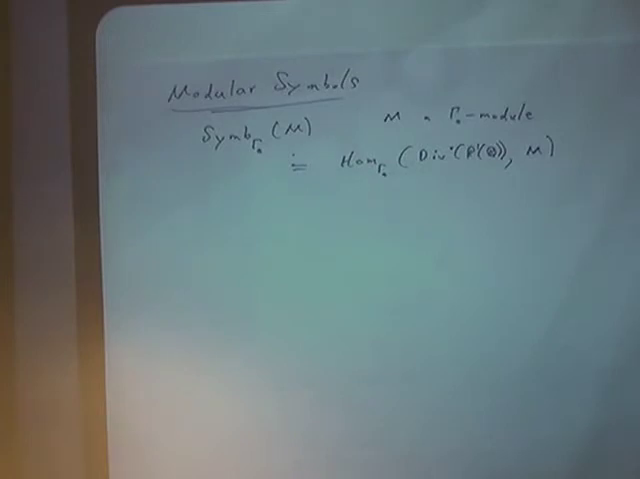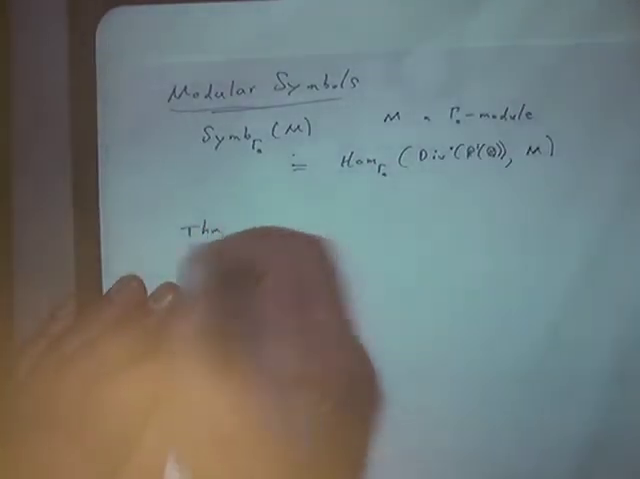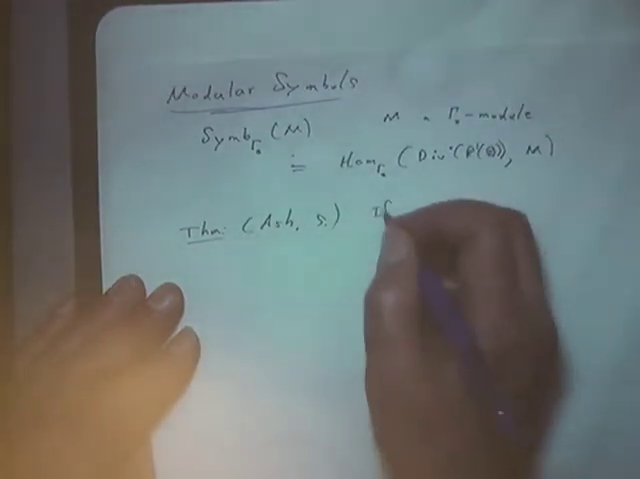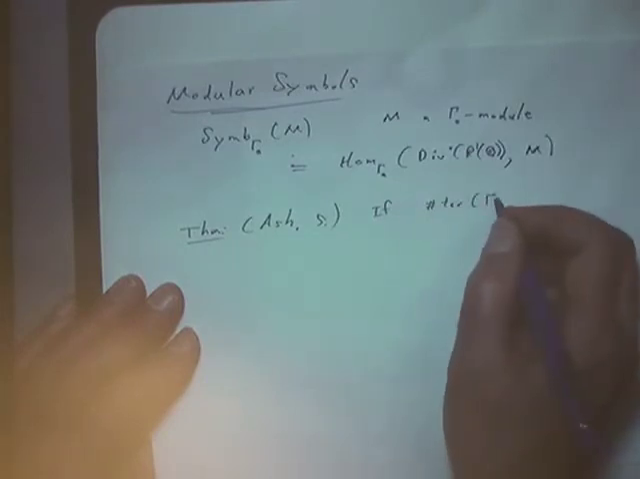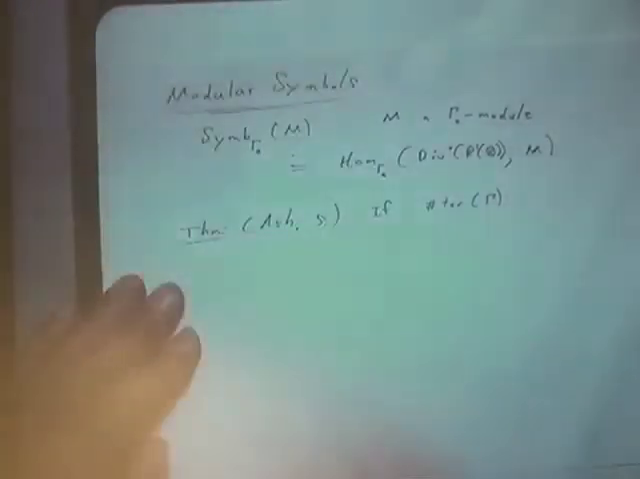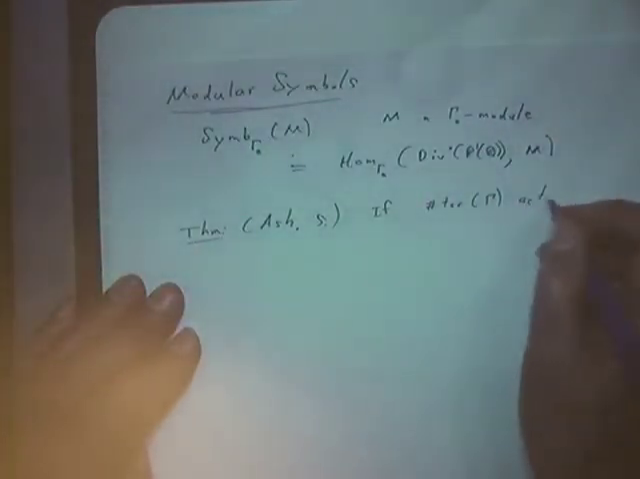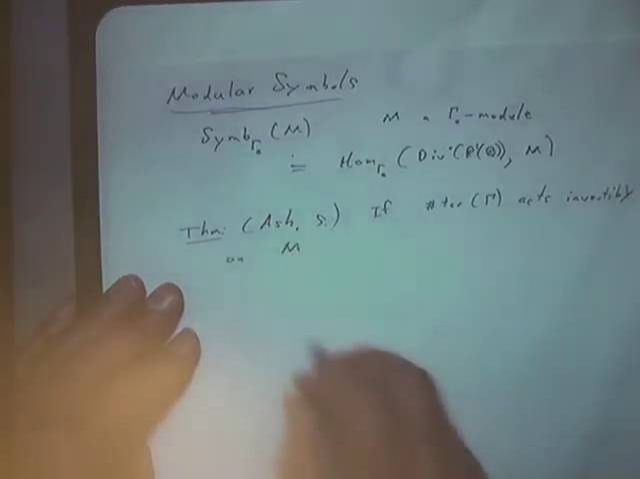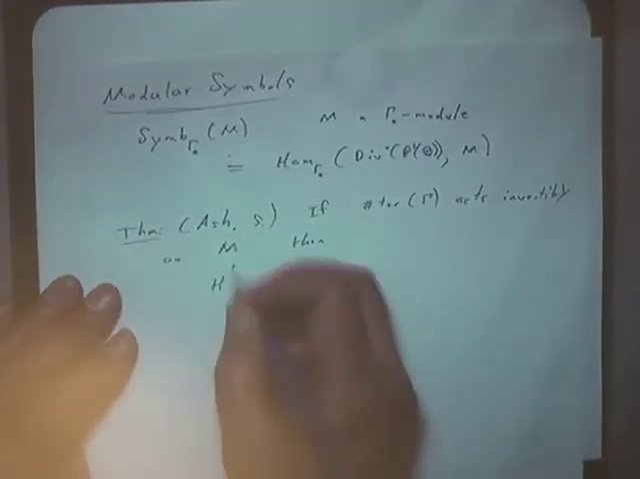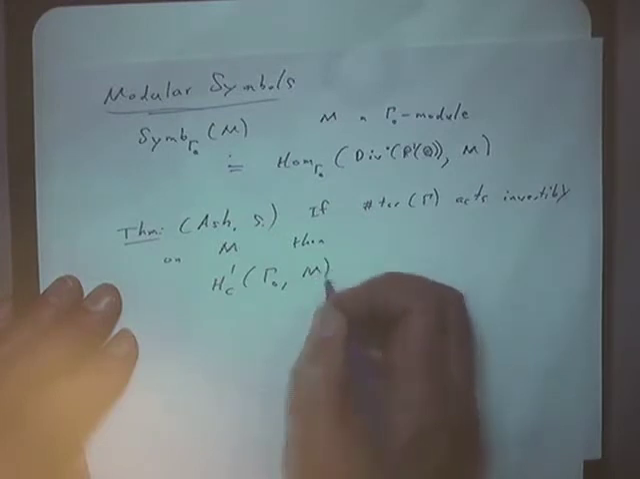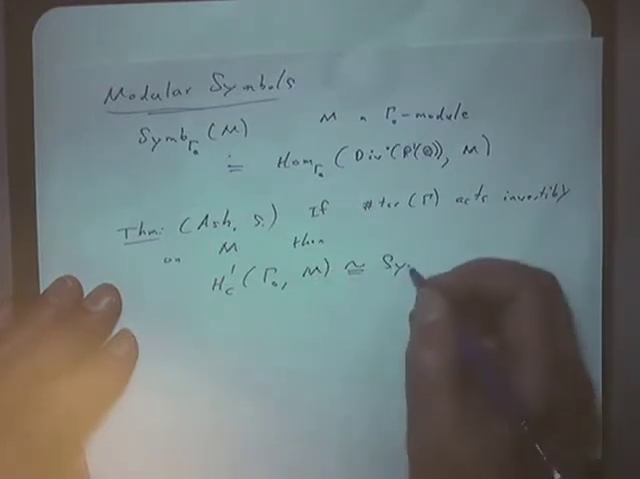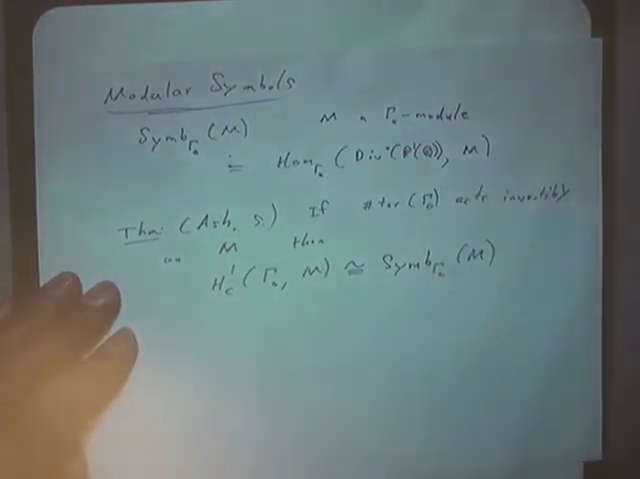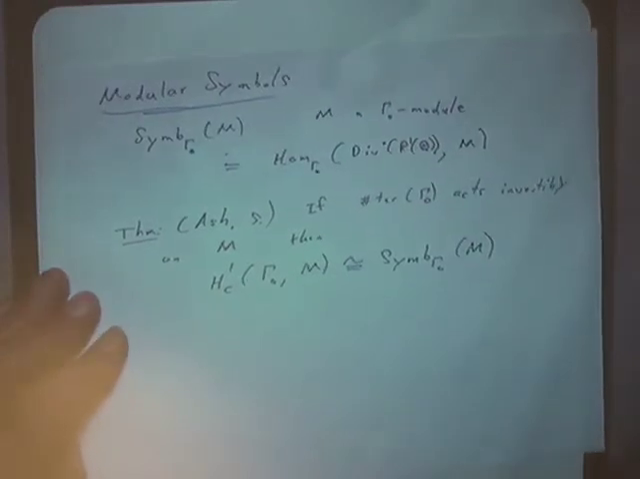Okay, now, so theorem. This is due to Avner Ash and myself some time ago. If the order of each torsion element in gamma acts invertibly on M, then there's a canonical isomorphism between the compactly supported cohomology and this modular symbol thing. When I say gamma, I'll say gamma 0. Okay, it works for any congruence subgroup.